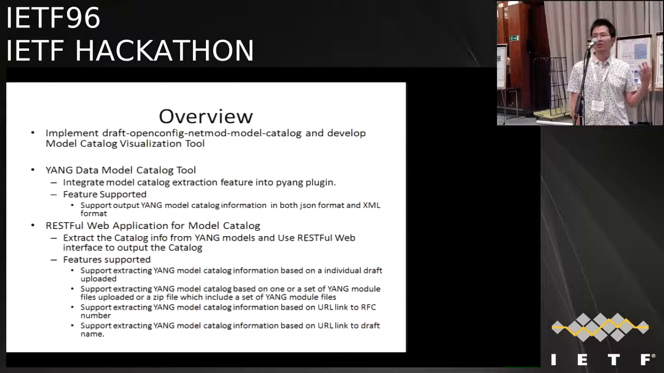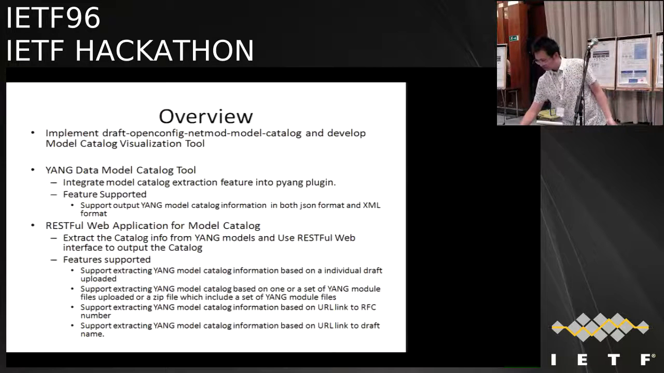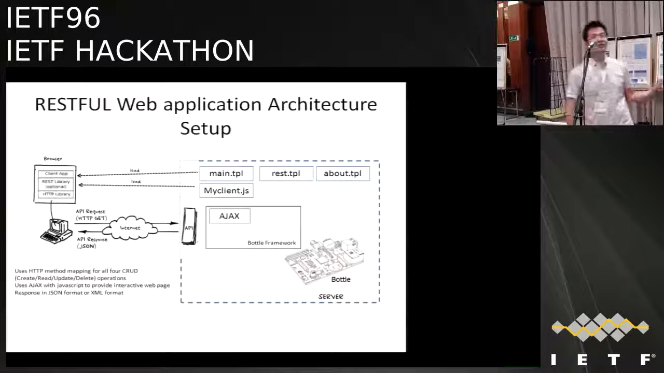So we use the web RESTful API to display the model catalog information in different formats. We can support the JSON format, and we can also support the XML format. For this kind of application, we set up this framework. We allow the client to communicate with the server. We adopt the HTTP framework, and we can map the HTTP method to the operation on different resources. Also, we use JavaScript to allow interaction between the client and server.